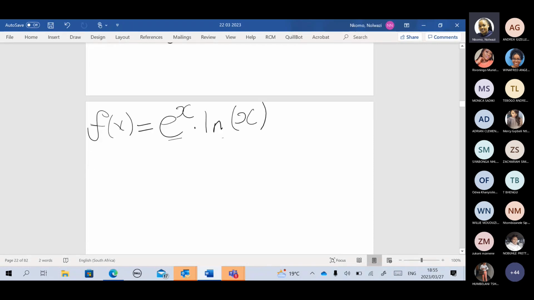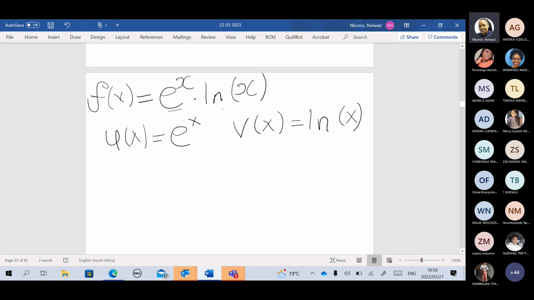Okay, I will let the first function to be e to the power x, and then the second function to be ln x. I'll let the function to be u at x. U at x, we said, is the first function, which is e to the power x, right? Then we have the second function. I'll write the function as v at x. And the function, which is v at x, is ln of x.